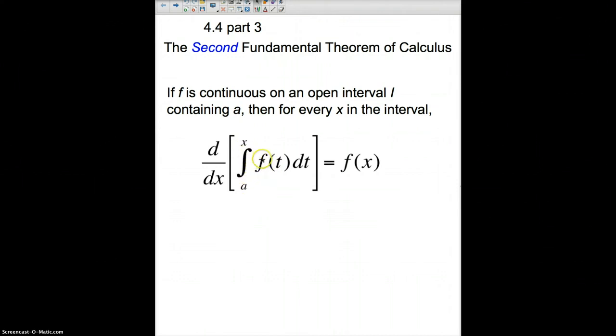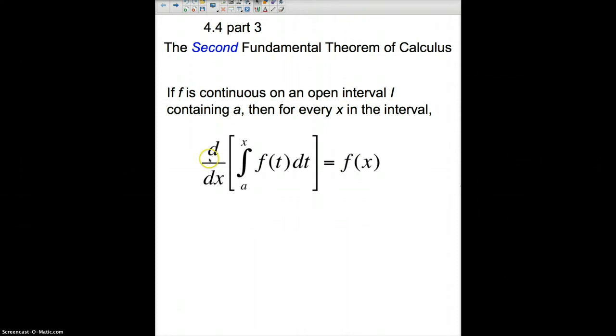But the second fundamental theorem of calculus goes along with that. If f is continuous on an open interval I, containing a, so a is this number. It has to be a number down here, or else we'll have to change a few things. Then for every x in the interval, the derivative of the integral of a function equals that function.